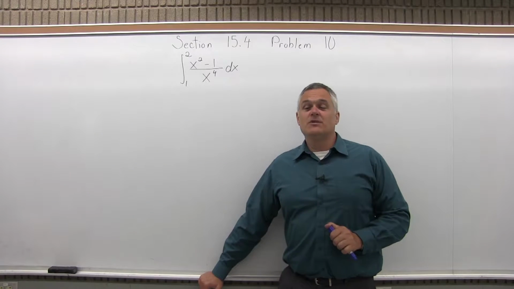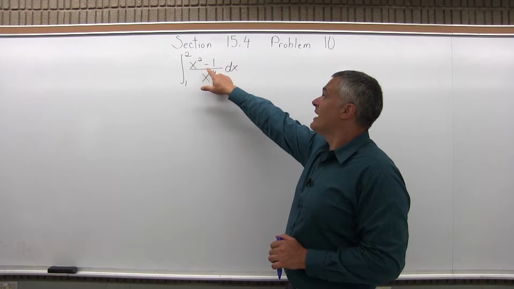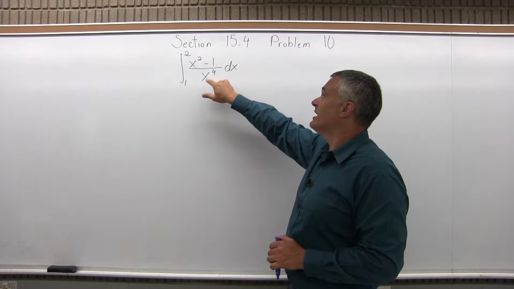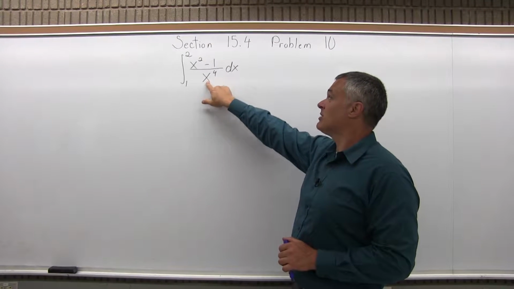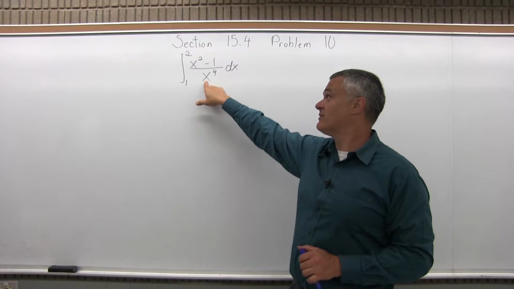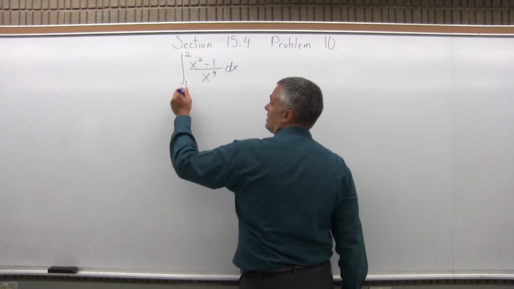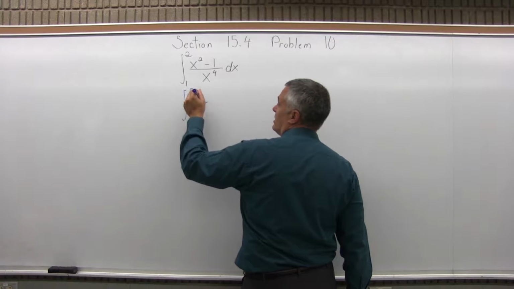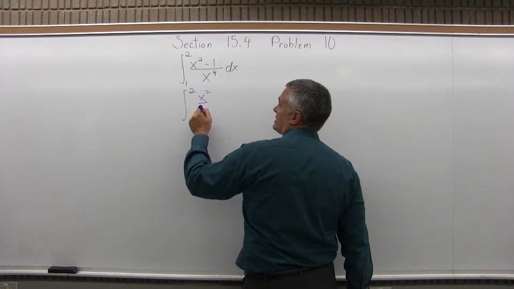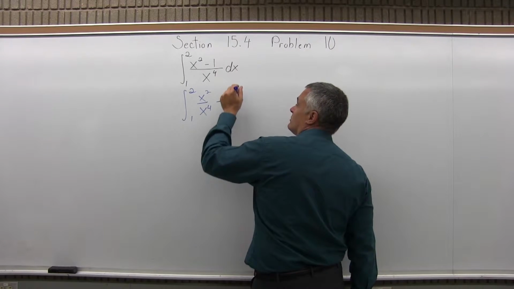This is Section 15.4, Problem 10. We have the definite integral of x squared minus 1 over x to the fourth dx from 2 to 1. To solve an integral like this, the problem is the variable in the denominator. I have to rewrite this without a variable in the denominator before I can integrate it. The way to deal with something like this is what I call the common denominator trick. You split that one big fraction into two smaller fractions, which you can then reduce.